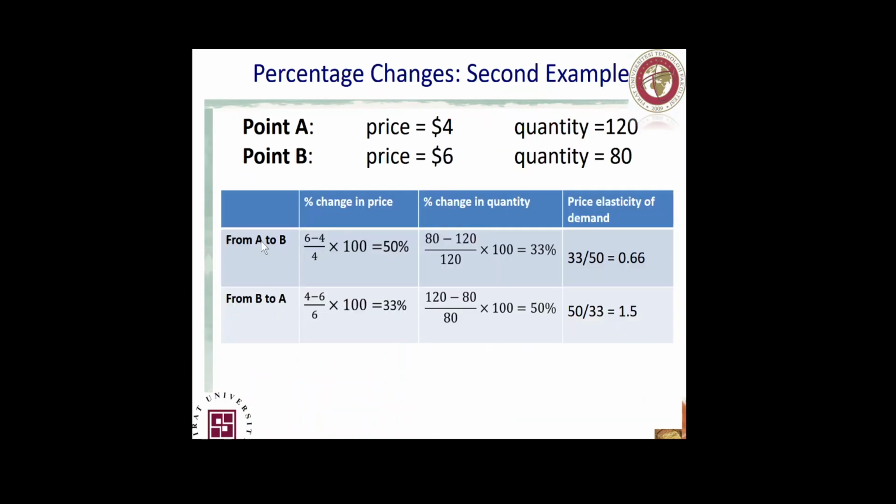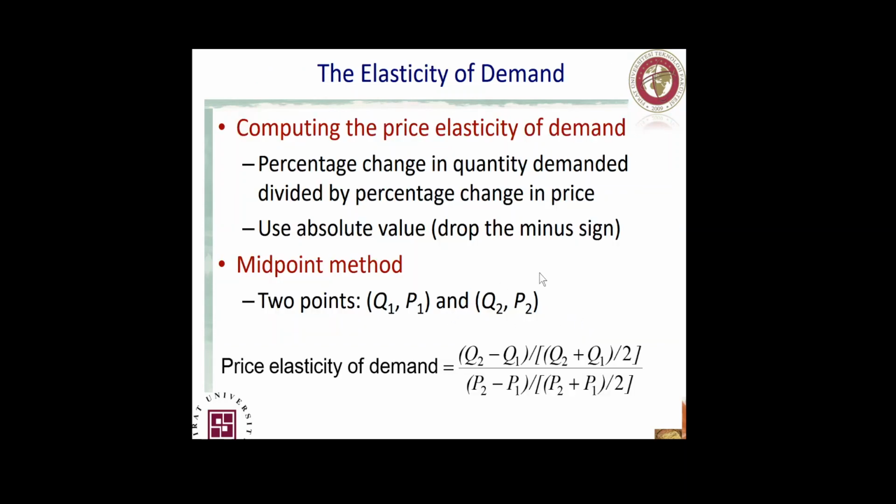Now look at this. If we calculate from A to B, we will get 0.66. If we calculate from B to A, this is another example, we will get 1.5. Now keep these two numbers in mind. Let's apply the midpoint. We take the exact midpoint. How can we get the midpoint? We can sum up the two values and divide by 2. That's exactly the average or the midpoint. And so what we will do, the end value minus the start value divided by the midpoint. And we will do the same to the price.